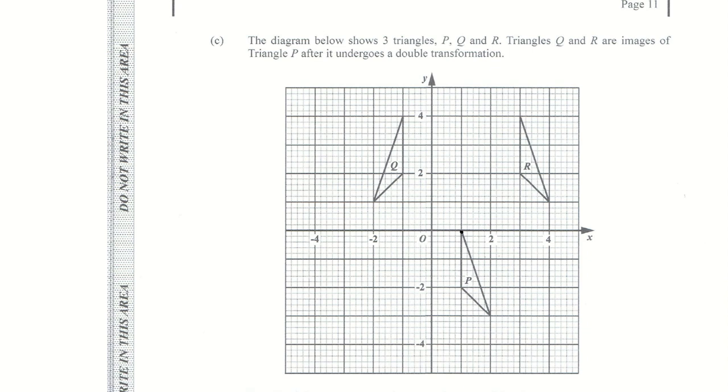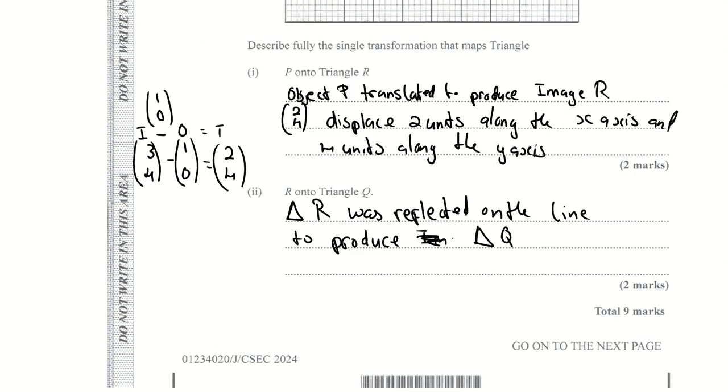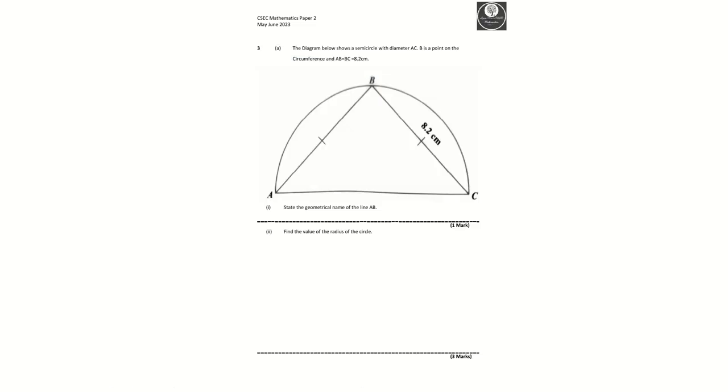Right? So now we know that our mirror line is 1, 2, so it's somewhere here, which is x is equal to 1. So triangle R was reflected on the line x is equal to 1 to produce triangle Q. Do you understand this? And that is our next 9 marks.